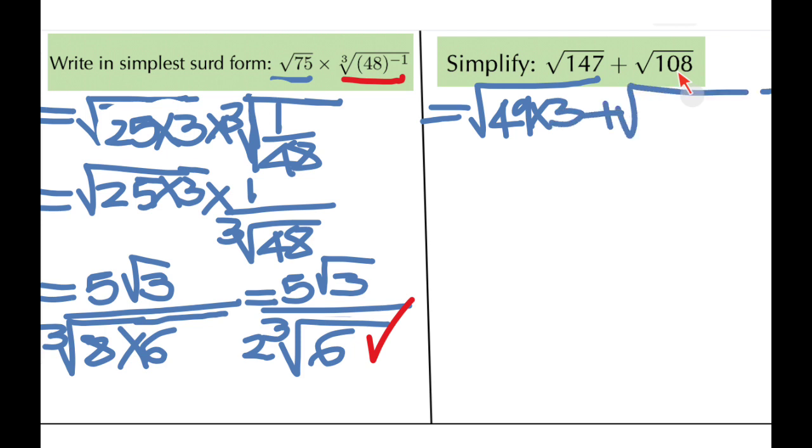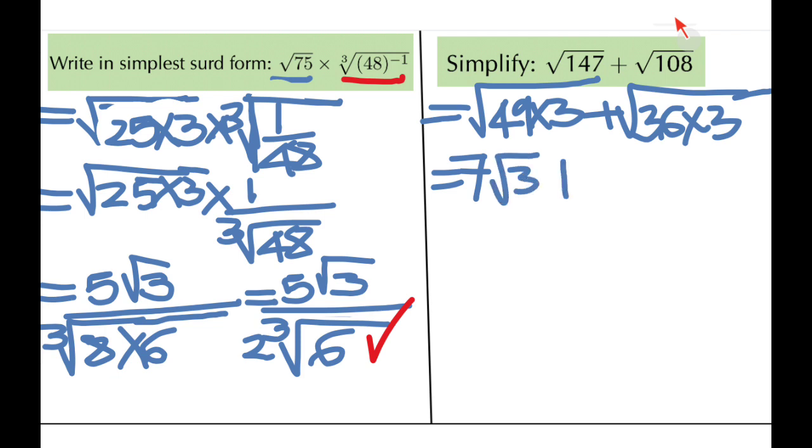108. Try 36. 108 divided by 36 gives us 3. So that's 36 times 3. All I did was pick a perfect square and divide the numbers by it. Okay, so that is 7, taking out 7, so 3 plus that is 6 root 3.